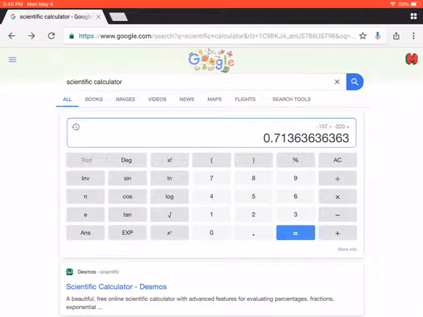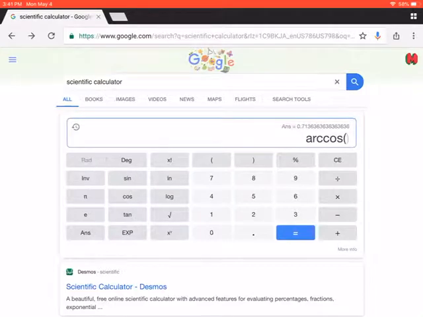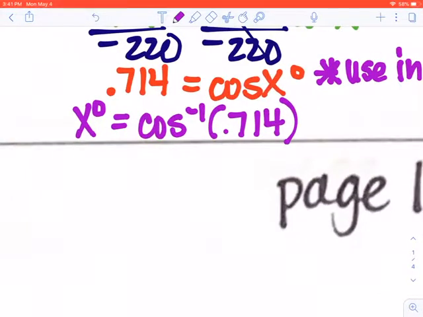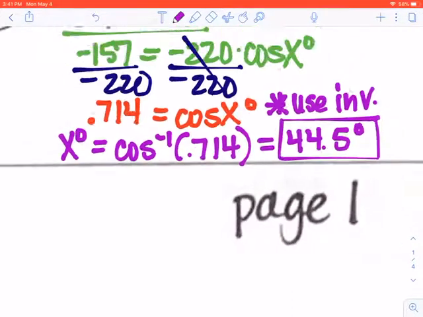So I don't have a rounded answer right now, okay? So here's my 0.714. I want to do the inverse cosine, so I hit inverse cosine. It shows up as arccos, and it's going to be of my last answer. Or you could put 0.714. It'll be close enough, okay? And I hit enter, and I can see here rounded to 1 decimal, it's 44.5 degrees. That is the value of x, 44.5 degrees. And we are done with the problem.